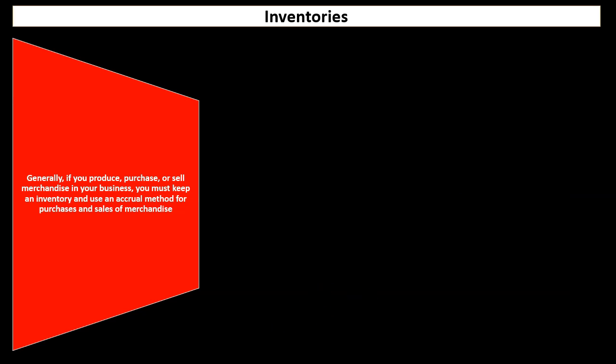Inventories. Generally, if you produce, purchase, or sell merchandise in your business, you must keep an inventory and use an accrual method for purchases and sales of merchandise. So as we saw in prior presentations, when looking at the method of accounting, for a sole proprietorship you have an option of the cash method or the accrual method or some kind of component of them as long as you are consistent. However, if we have a significant amount of inventory with relation to the purchases and sales of merchandise, the IRS wants to see an accrual method.